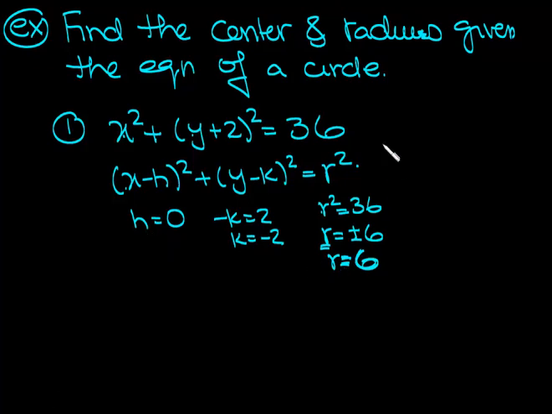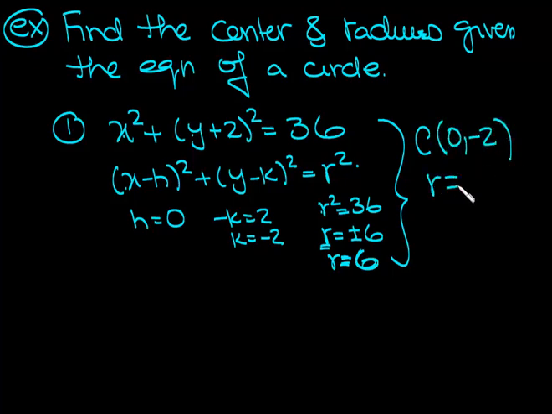We know the center, we know the radius. So in this case, the center is (h, k), so it's (0, negative 2). And the radius is 6. So that's how we do that for that one. If you're given the equation of a circle, you can easily find that. Now this is the equation of a circle in standard form.